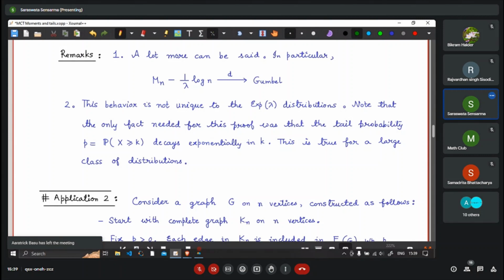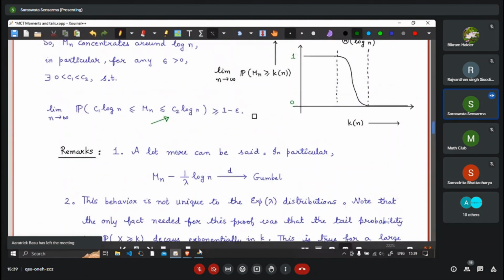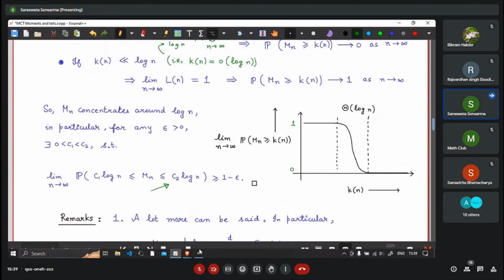That was the first application of the first and second moment method. So please, if there are any questions, let me know now.